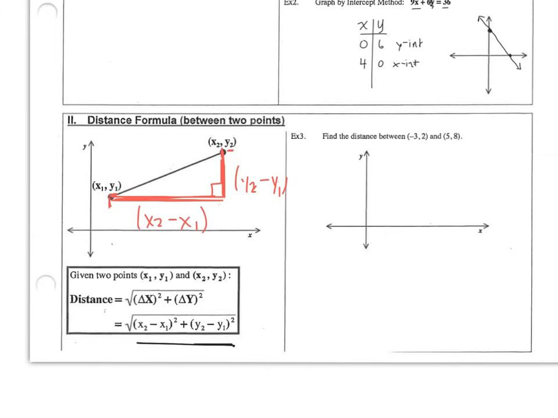Well, in terms of Pythagorean theorem, if I square this and square this, that is equal to the distance squared. Okay? But I don't want d squared, I want just d. So what I'm going to do is take the square root of both sides, and I'm going to get this equation right here. So d is equal to the square root of (x2 minus x1) squared plus (y2 minus y1) squared. All right? We need to know that formula, so we're going to practice using it.